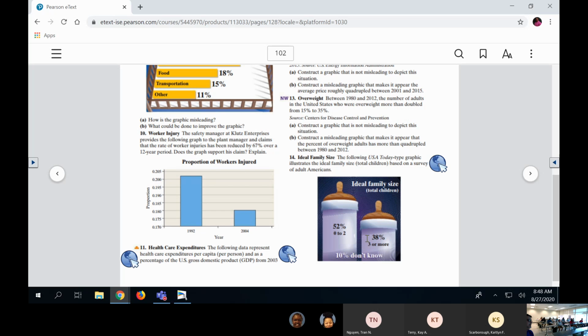52 and 38. Again, this is a good poll. What's 52 plus 38? 90, and then what does it say right here? 10% don't have a clue. Now, I don't know about the proportions. You could say that the proportions are not correct. I think they're pretty close. This one looks like a pretty good pictograph, or whatever they call it, graphics. So you can write this one down as a check mark.